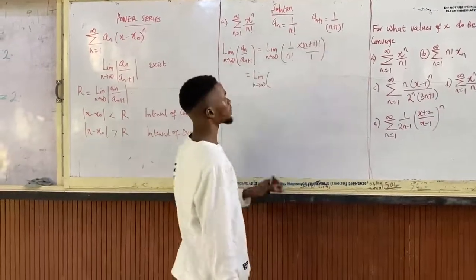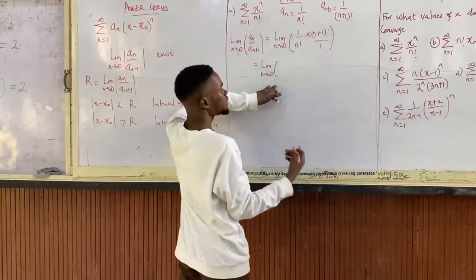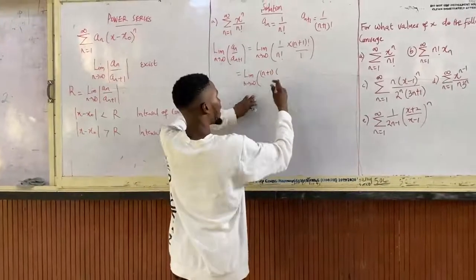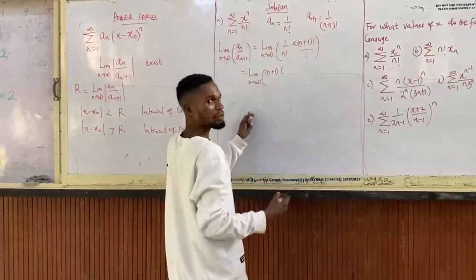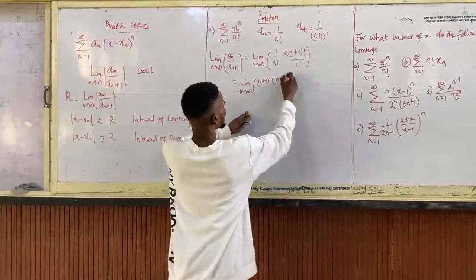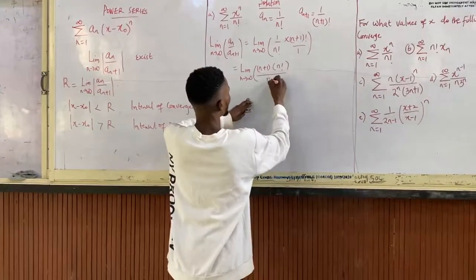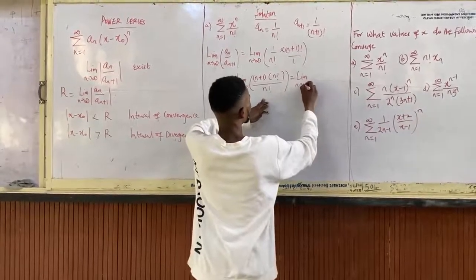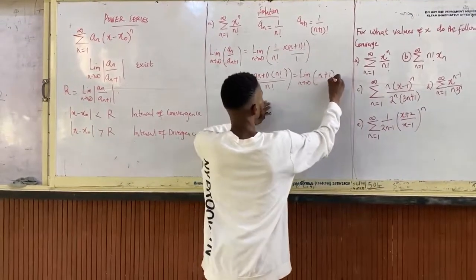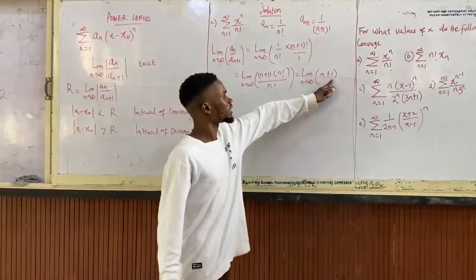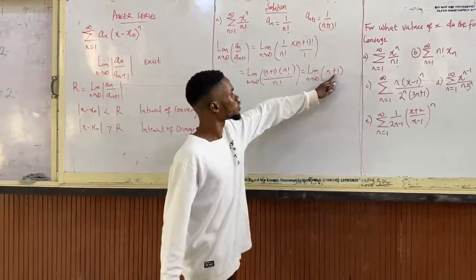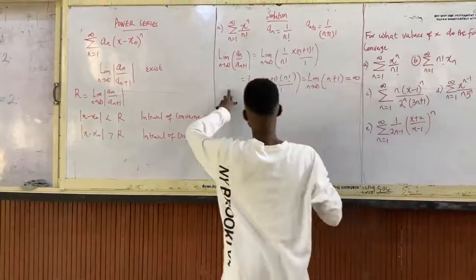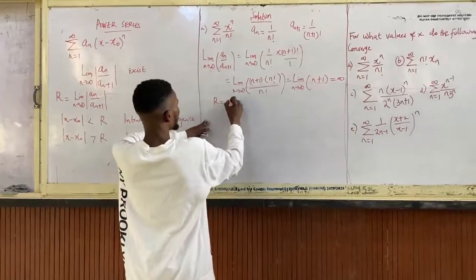Now n plus 1 factorial is the same thing as n plus 1 times n plus 1 minus 1 factorial. That's n factorial, all over n factorial. And the answer is the limit as n tends to infinity of n plus 1. Now this is n plus 1, n tends to infinity. So infinity plus 1 is infinity. That means the radius of convergence is infinity.